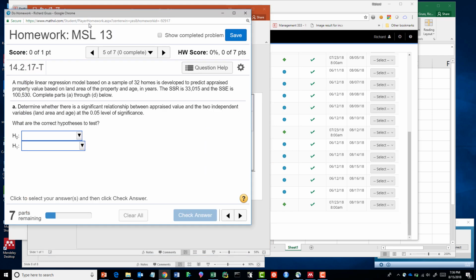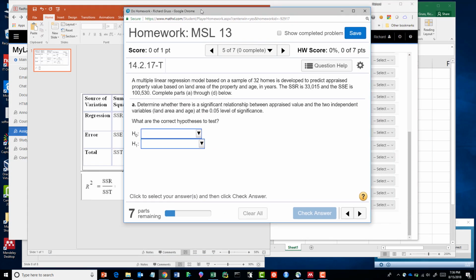Okay, all right, so this tells us that a multiple linear regression model based on a sample of 32 homes is developed to predict the appraised property value based on land area of the property and age in years. So we're predicting the appraised value on the basis of two independent variables, that is the land area and the age. They give us the SSR and they give us the SSE, and much of what we're doing here is just working through some of this regression ANOVA table.